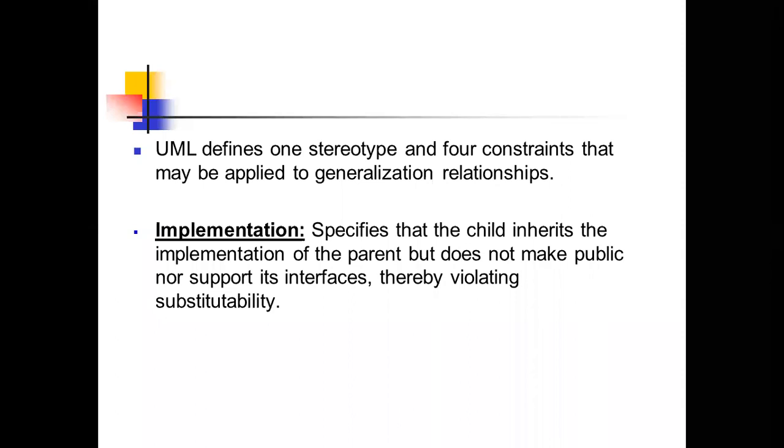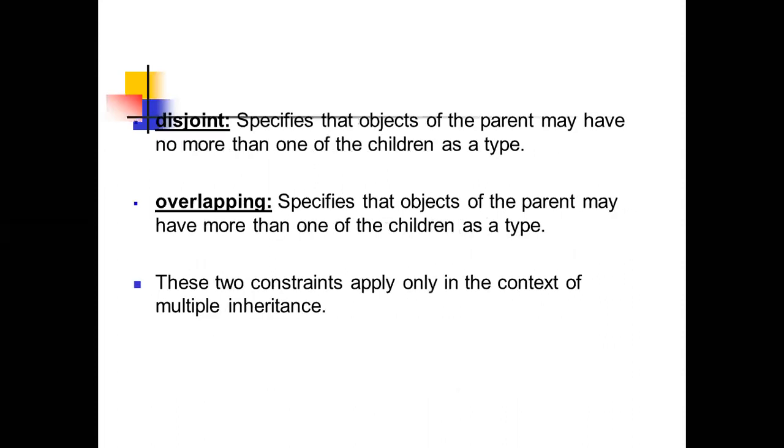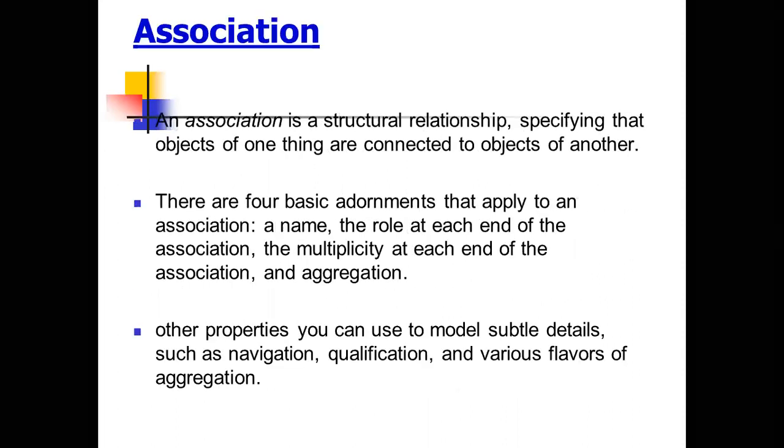UML defines one stereotype and four constraints that may be applied to the generalization relationship. The first one is implementation. It specifies that the child inherits the implementation of the parent class, but does not make public nor support its interfaces. It just implements that class. Then complete, then incomplete, disjoint, overlapping.